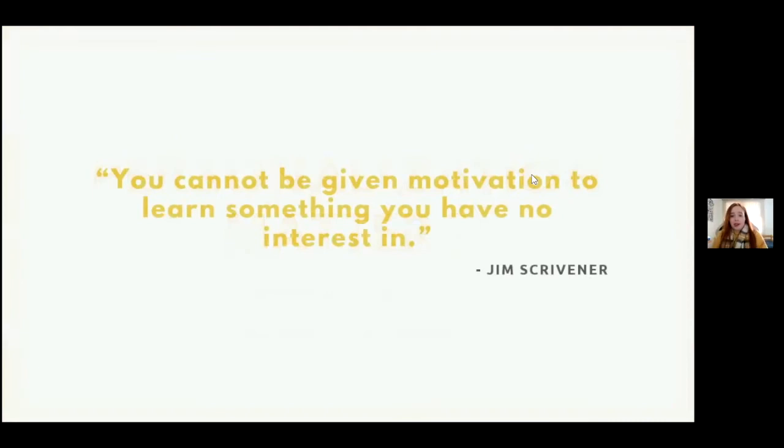The reason I decided to talk about personalization is because it's such an important topic, and we needed to engage students in the lesson and build rapport with them. I really like this quote by James Scrivener: you cannot be given motivation to learn something you have no interest in. We've always been told that we need to make content relevant to students, but sometimes this can be a bit difficult, especially when we need to follow a course book or a syllabus. Talking to some colleagues, I've been told that they often find it time consuming and have a hard time relating what they need to teach to their students' lives.